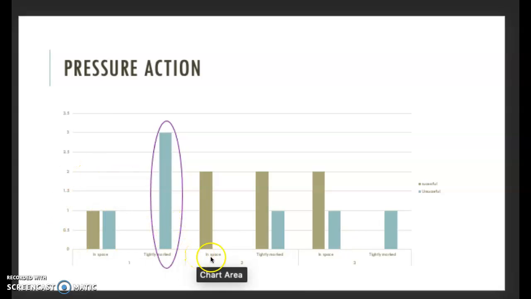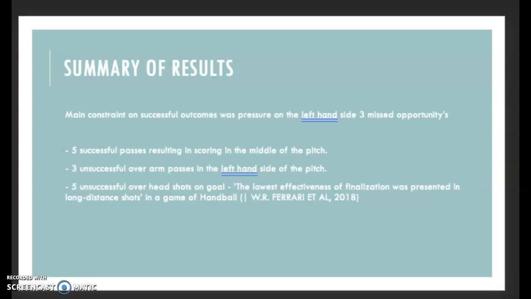So after looking at these results, I was able to better design a more appropriate intervention that will improve the aspects and the KPIs that I'm looking at. So this is a quick summary of the results. I decided that the main constraint on successful outcomes was pressure on the left hand side, as there were 3 missed opportunities. There were 5 successful passes resulting in scoring in the middle of the pitch, 3 unsuccessful overarm passes in the left hand of the pitch, and 5 unsuccessful overhead shots on goal.